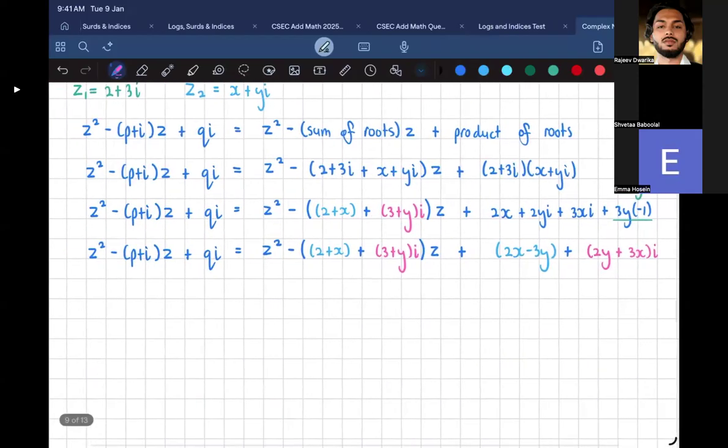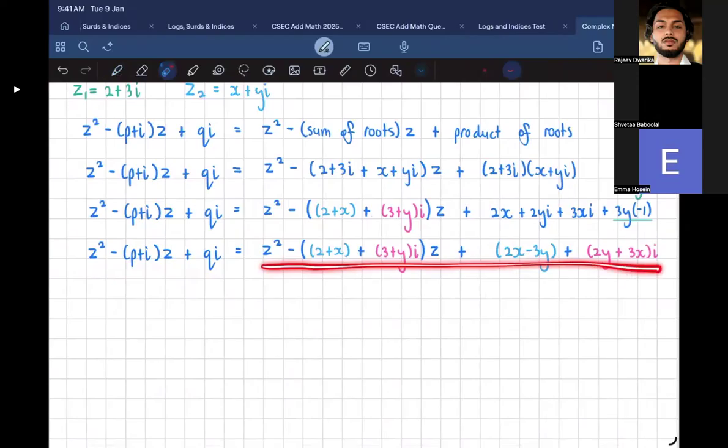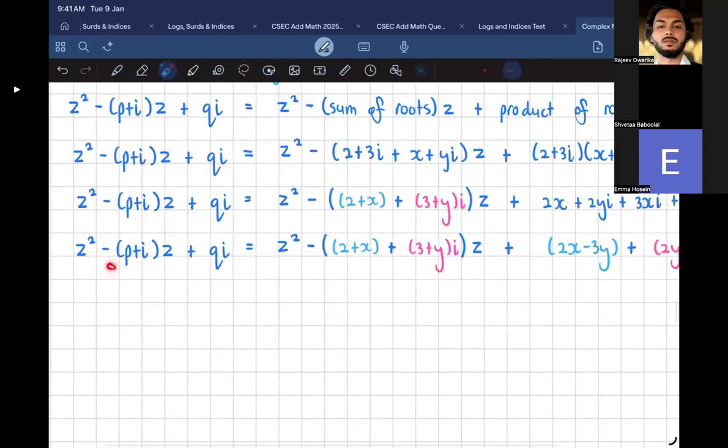Can you all see that we have a quadratic on this side? This is the form they told us it would be in, and we formed this quadratic with the information that was given. So on either side, we have quadratics. So z squared lines up with z squared, and this lines up with this.